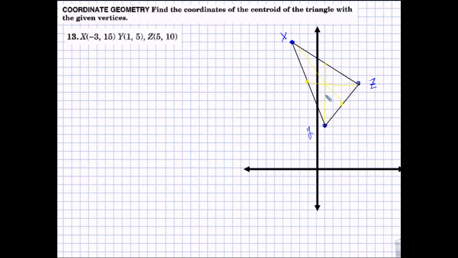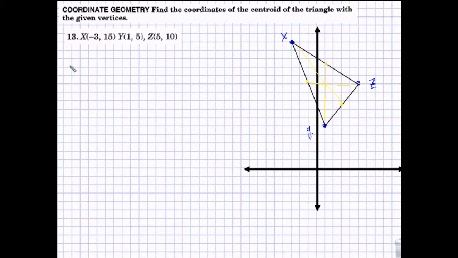So the one I want to find the midpoint of first is going to be either XY or YZ, because these lines might fall along this line, which would make it very easy to find the distances. So do we want to use XY and find the midpoint, or YZ and find the midpoint? Which one do you guys like better? This line coming down like this, or this line going up like that? YZ. YZ? Okay, we'll find the midpoint of YZ.